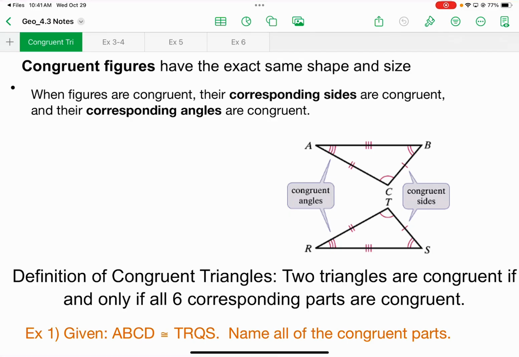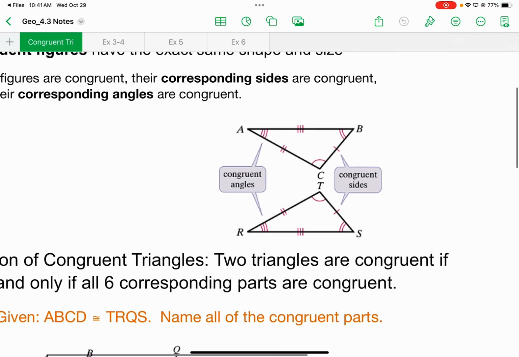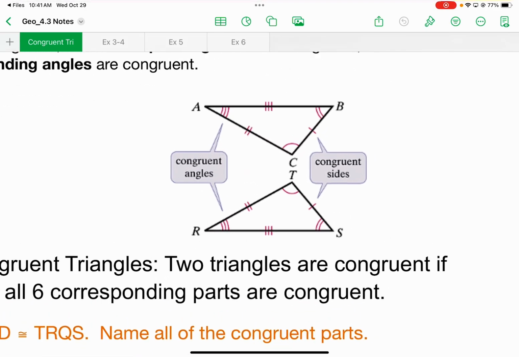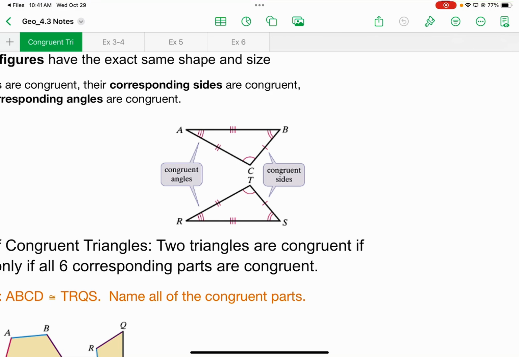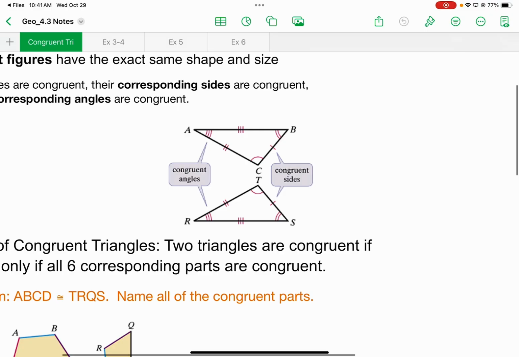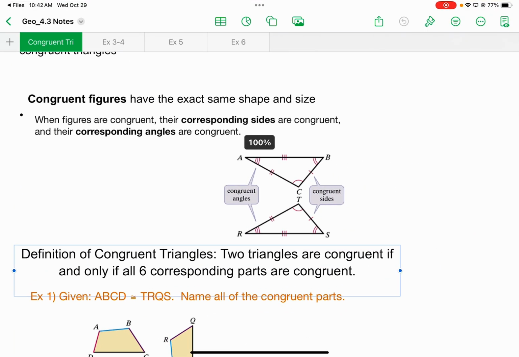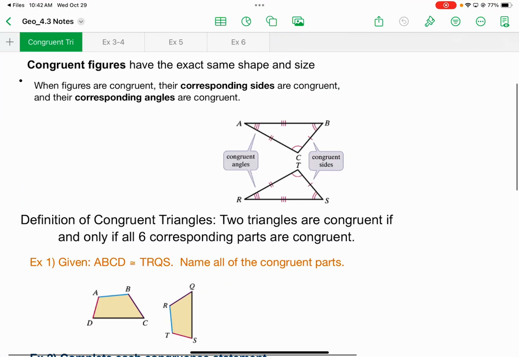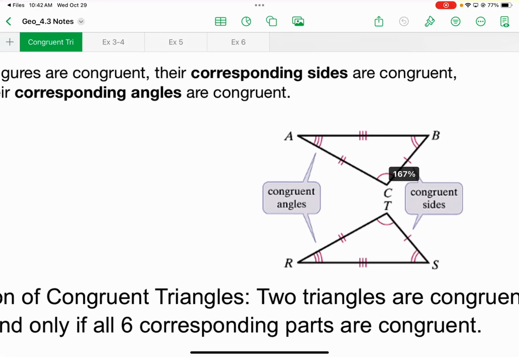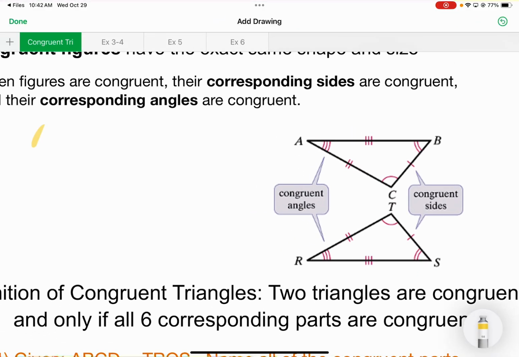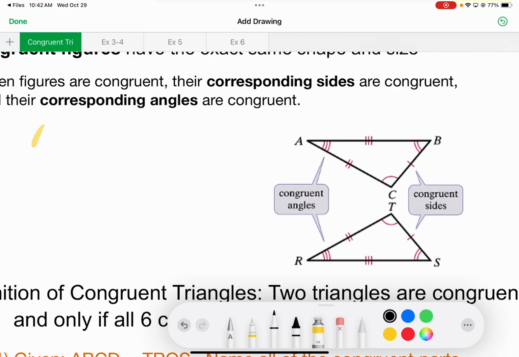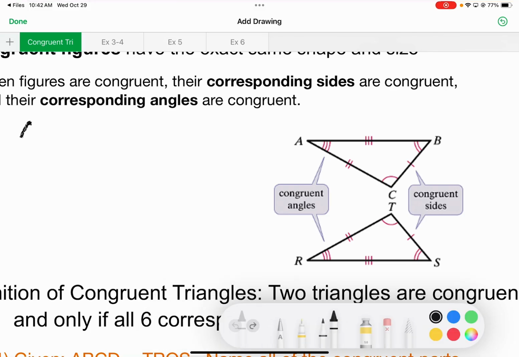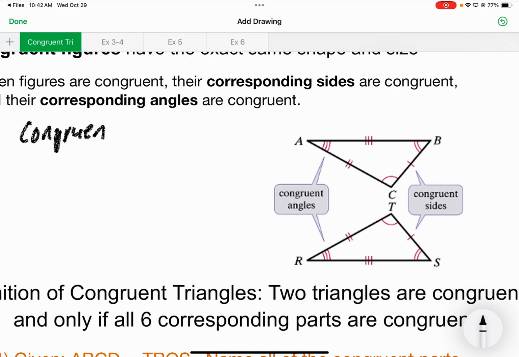Okay. So for example, I have that these two triangles, ABC and RTS, are congruent to each other. Okay. So what I want to do is I want your help in writing what's called a congruence statement. Okay. I think I have that listed somewhere else in here. Yeah, congruence statement. But let's write a congruence statement for our picture here.